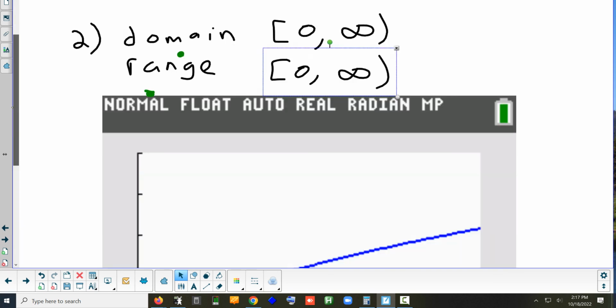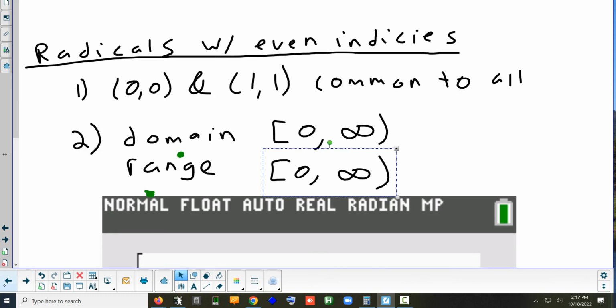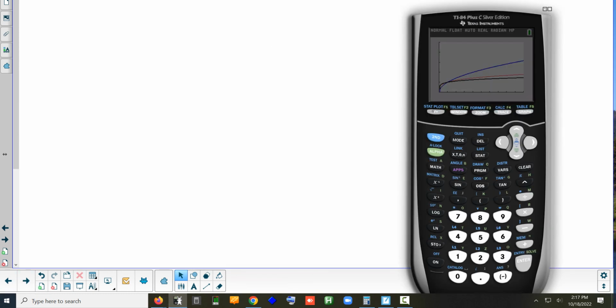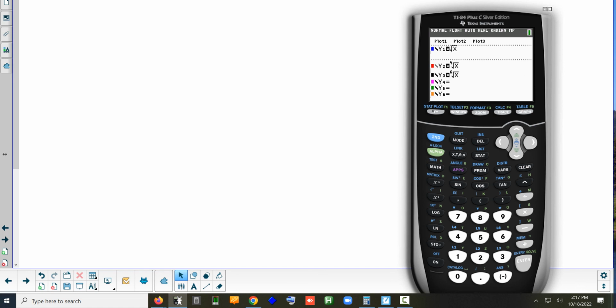Let's take a look at odd roots, but let me graph them first. So let's do a cube root.